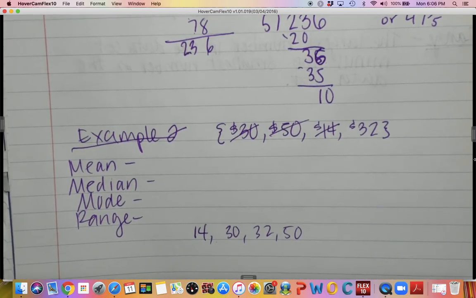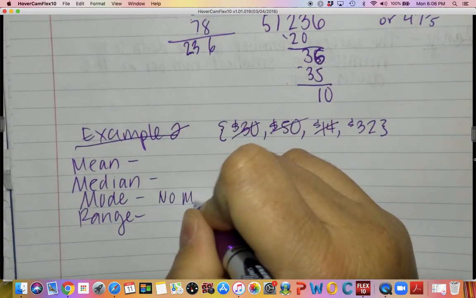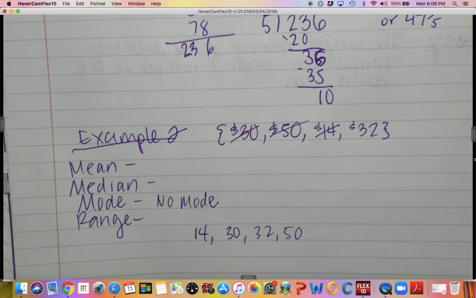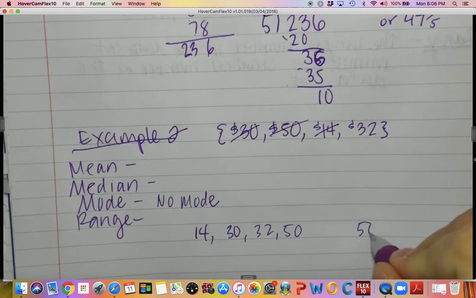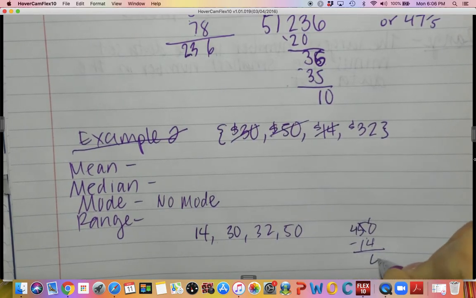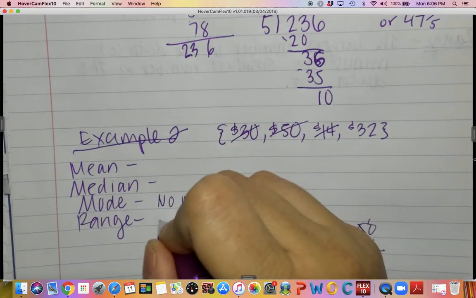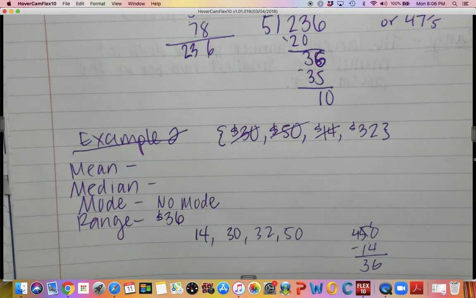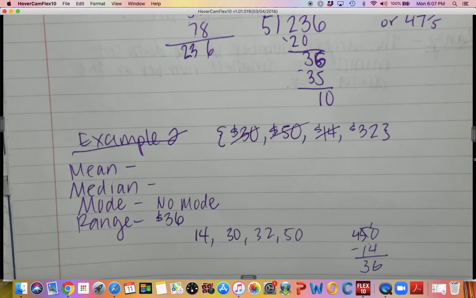Right away, I can look at some of the data. Again, no mode. I'm sorry, I should have given you an example that had a mode, but that's okay. The range is going to be 50 minus 14, which comes out to $36. So there's a gap of $36 between the cheapest book and the most expensive book.